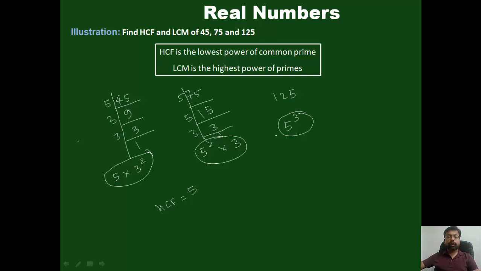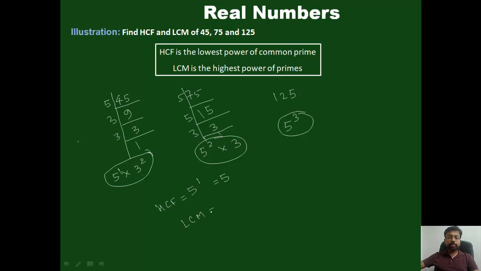So 5 is the only common prime. And what is HCF? It is the lowest power of the common prime. So here the lowest power of the common prime is 1, because 5 means 5 to the power 1. Here the power is 2, and here the power is 3. So what is the lowest power? The lowest power is 1. So the HCF is going to be 5.